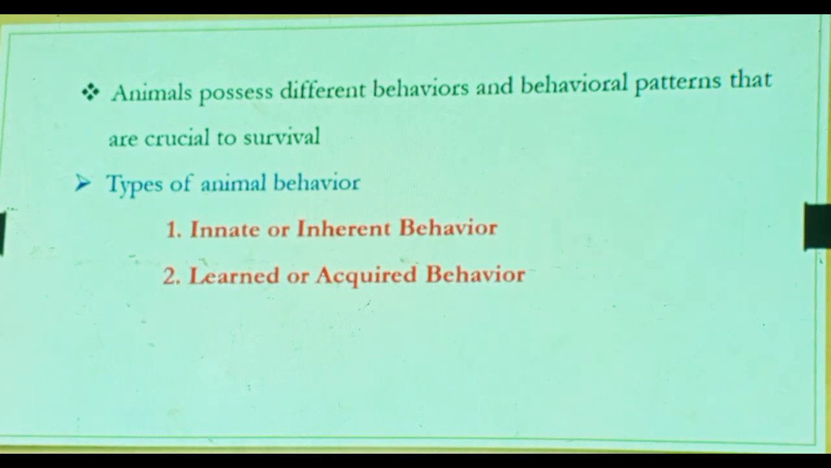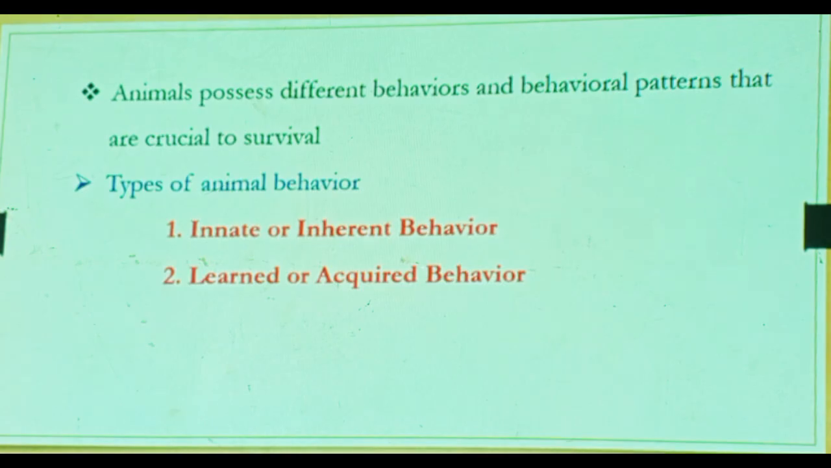Now, when we say animal behavior is adaptive, that means it has adaptive value. It has developed in the course of evolution. Of course, it also changes or evolves with changes in the environment.